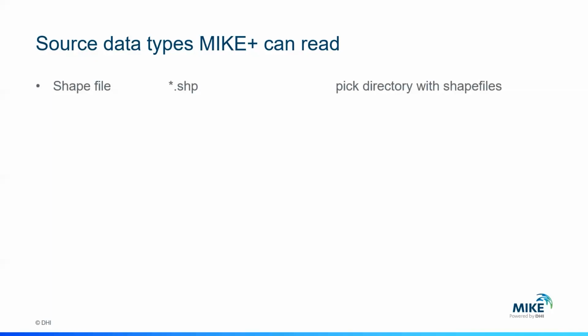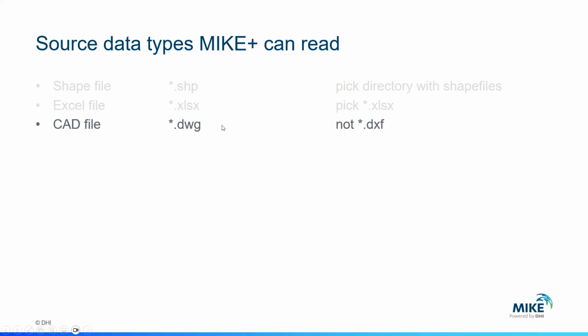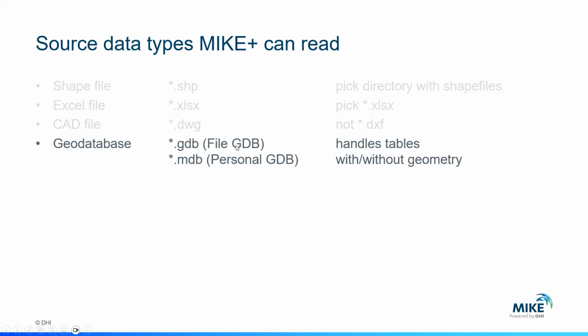First of all, which source data types can Mike Plus read? We have shapefiles. Simply pick the directory with the shapefiles. For Excel, pick the Excel file, and all the tabs will appear as tables. CAD, we pick DWG, not DXF. We can read geodatabases, both file geodatabases and personal geodatabases, and they handle both tables with and without geometry. This has been developed over the last releases.